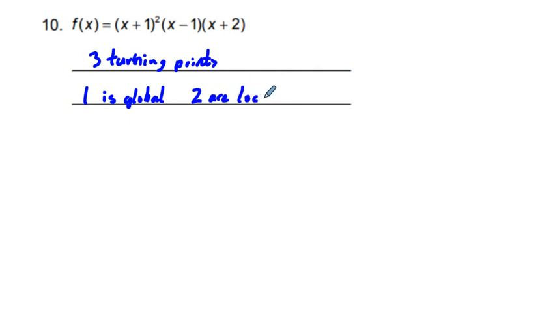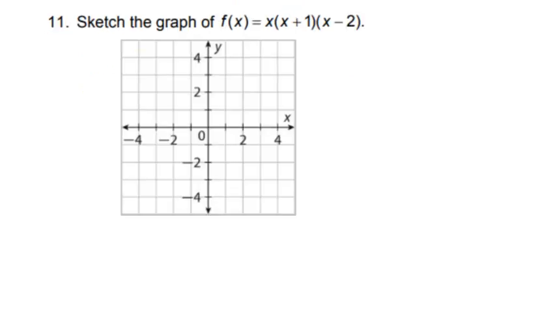Now, in the fundamental theorem of algebra, the maximum number of turning points is going to be less than the degree of the function. So if we multiply all these x's together, we're going to get x to the 4th power. And so the maximum number of turning points possible is 1 less than the degree of that function.